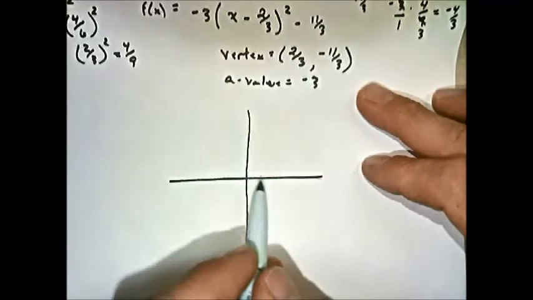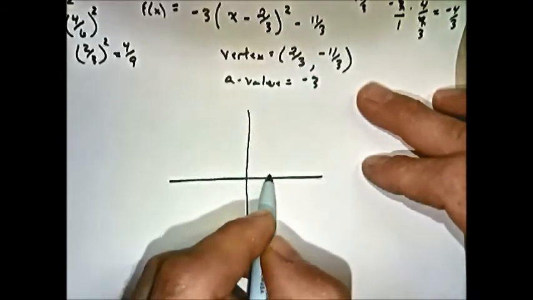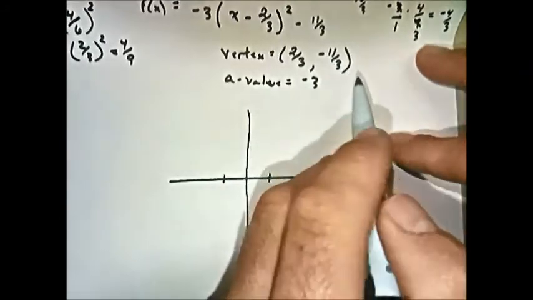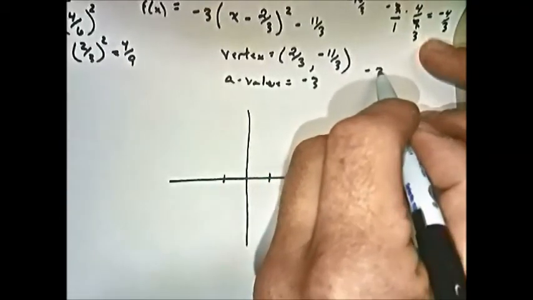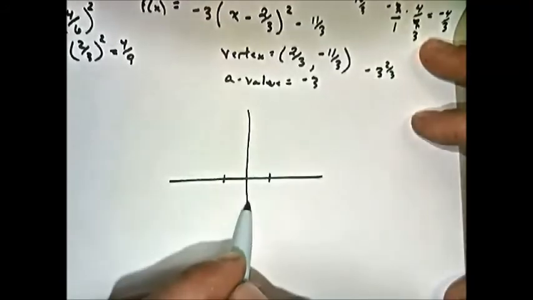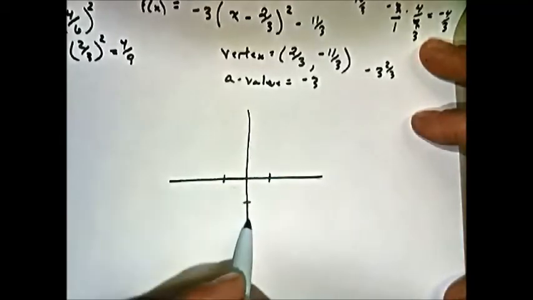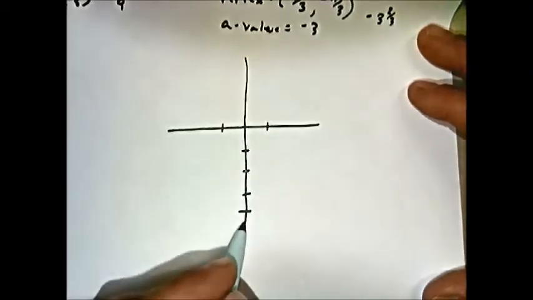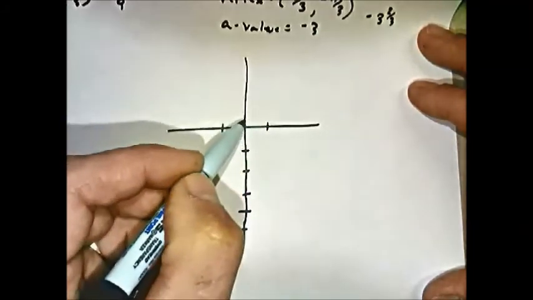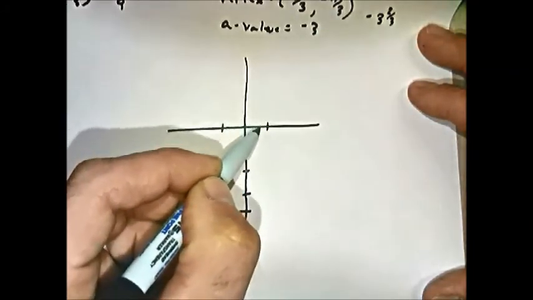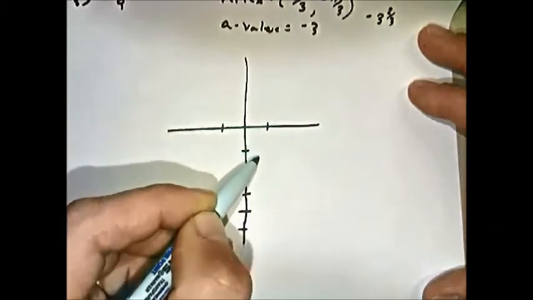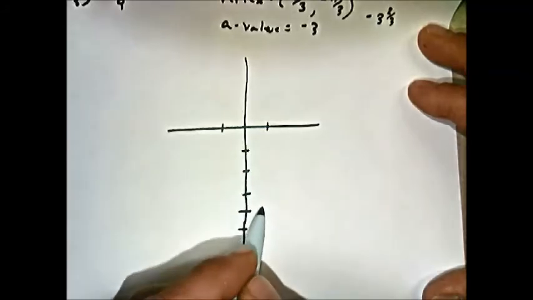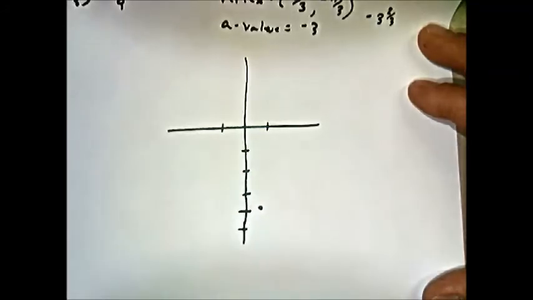Here we're going to start at the positive 2/3, so I'm going to make my units just a little larger, and then negative 11/3. If we think about negative 11/3, that's going to be negative 3 2/3. So I'm going to come down. So I'm coming over 2/3, so approximating, and coming down negative 3 2/3. So we're approximately in that area.